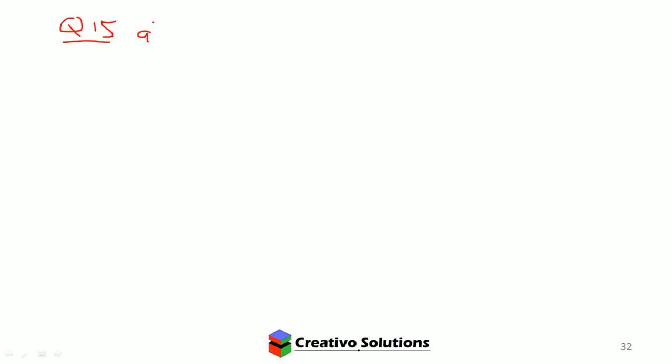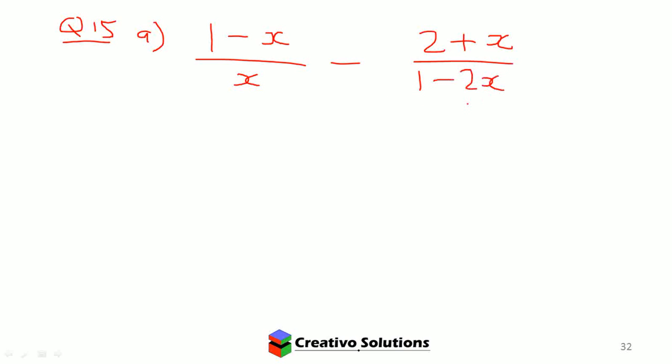Let's first look at A's question, which is (1 minus x) over (x minus 2) plus x over (1 minus 2x). Great. And that's the equation that we've been given. They want us to simplify.